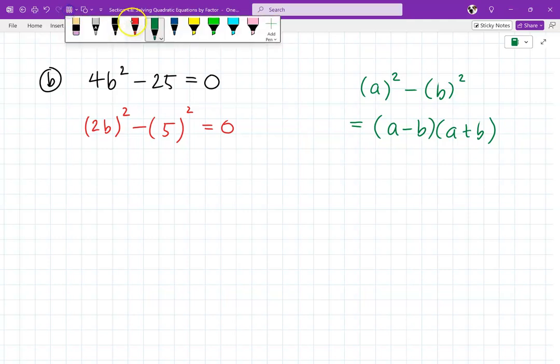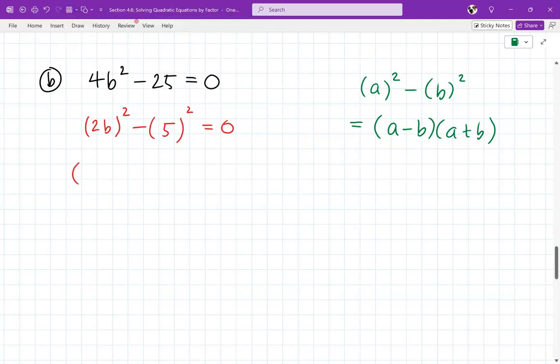That means that I can write what I just put here as 2b minus 5, 2b plus 5, right? A minus b, a plus b. My a term is 2b. My b term is 5. So 2b minus 5, 2b plus 5. And then I solve them both.